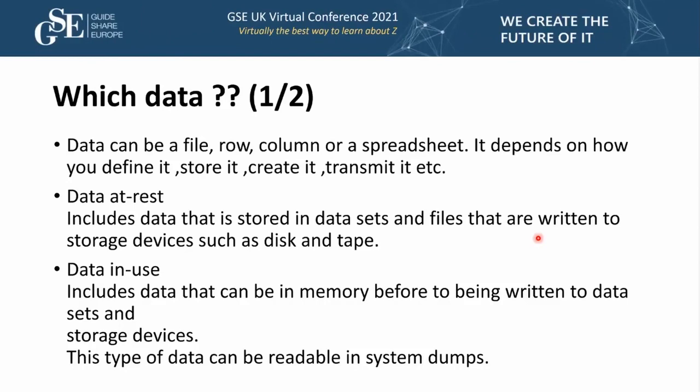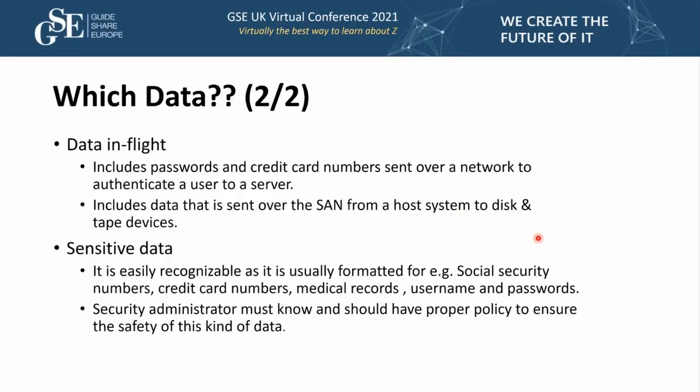Data in use includes medical records that can be in memory prior to being written to datasets and storage devices. Data in use is not persistent. However, it can be readable in system dumps. Data in flight includes passwords and credit card numbers that are sent over a network to authenticate a user to a server, for example, while making an online purchase.